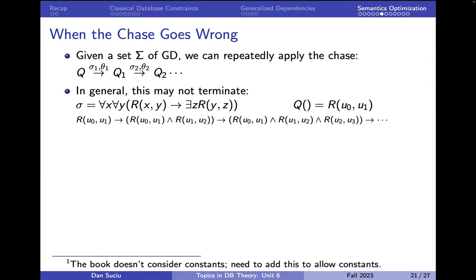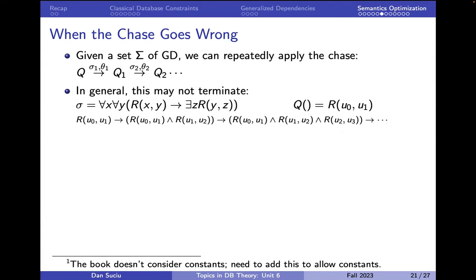The simplest example that I'm aware of where it doesn't terminate goes like this. Imagine R is a graph. It says for every edge from X to Y, there exists a continuation from Y to some new node. Now if we start with a very simple query that only has two variables, U0 and U1, and we chase it once, we create a new atom with a fresh variable, U2. Now we chase again, using a homomorphism from X, Y to this fresh atom, and this creates yet a new atom, and so on. We can chase forever and ever.